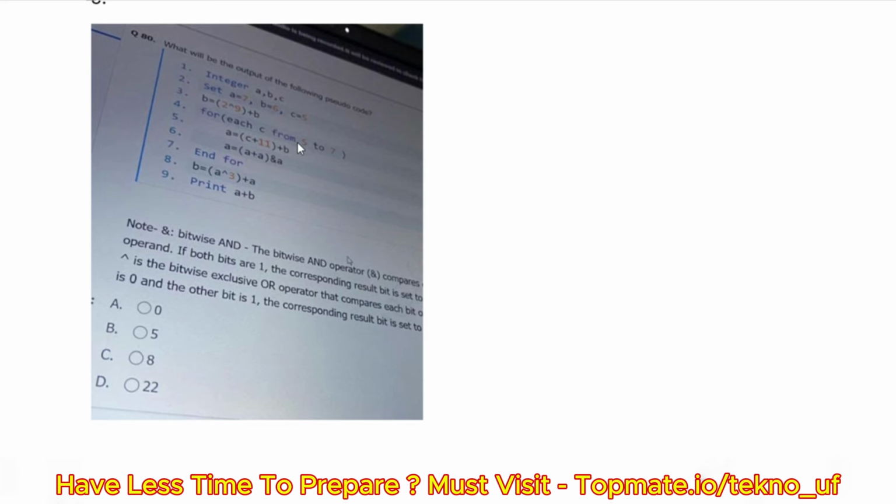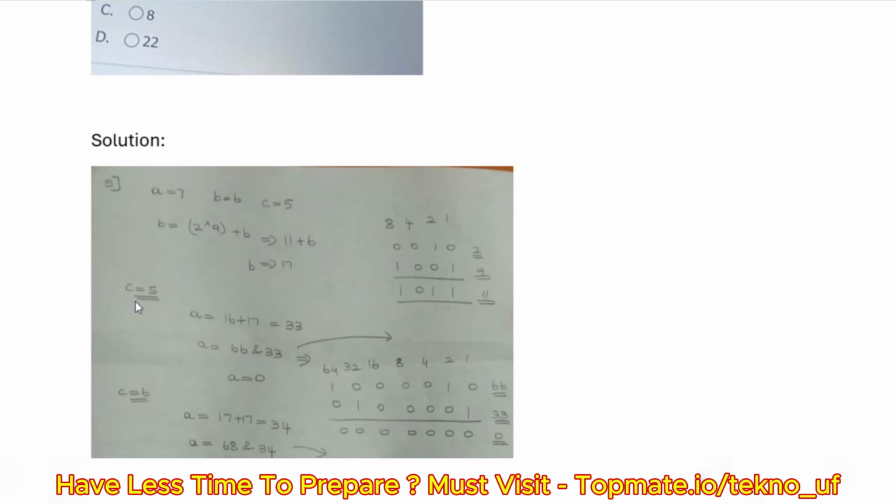For each, we need to run this for loop first. C will be having values of 5, 6, 7. So we need to start the first iteration, C equal to 5.